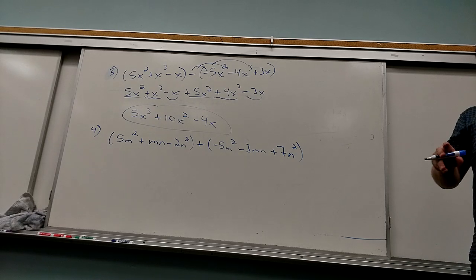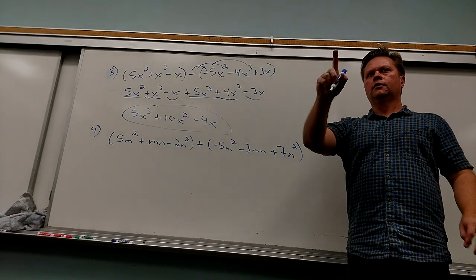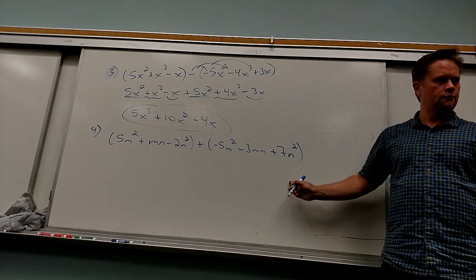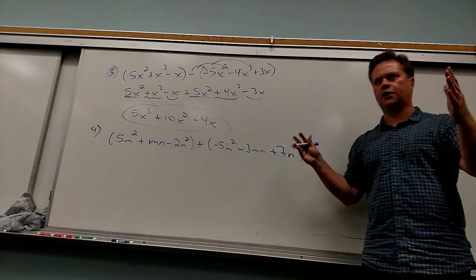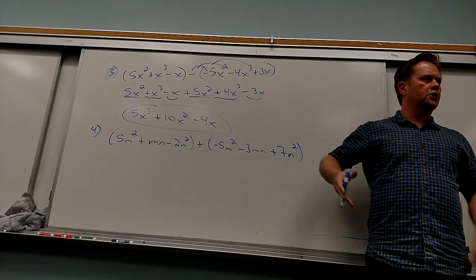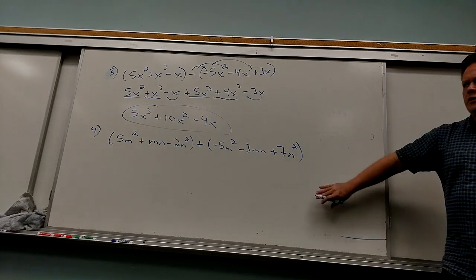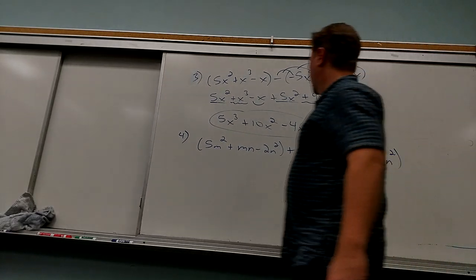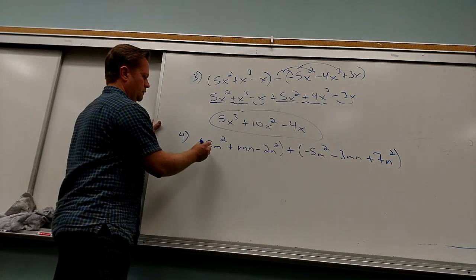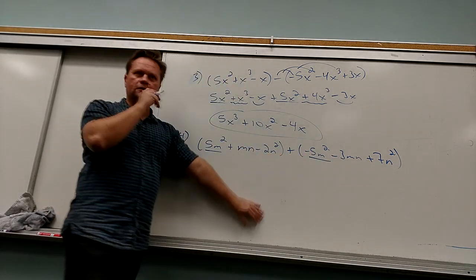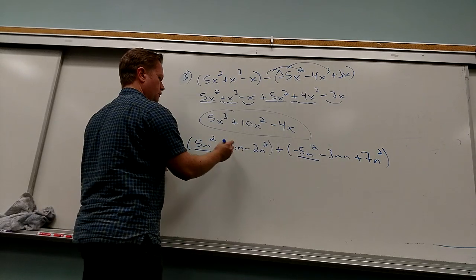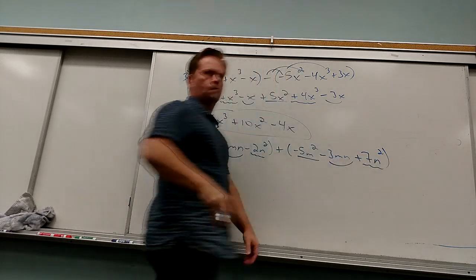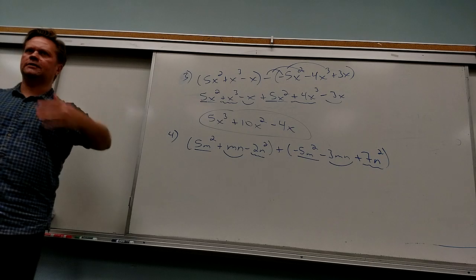Now, this one's not as bad as this one in one way. There's a plus here, so you can just ignore the parentheses, right? Because there's really a 1, so nothing's going to change. So you just start throwing like terms together. But this is where I start to get people not really understanding like terms as much as they should. What can you put with the m squared term? The other m squared term, right? And what can you put with the mn? The other mn. And what can you put with the n squared? The other n squared. But somehow people start putting more and more things together.